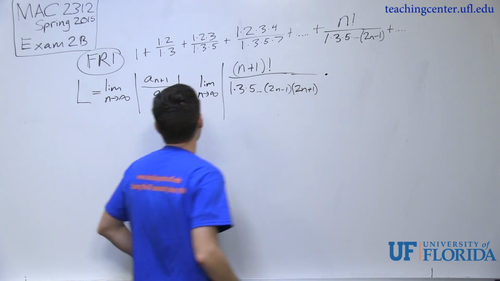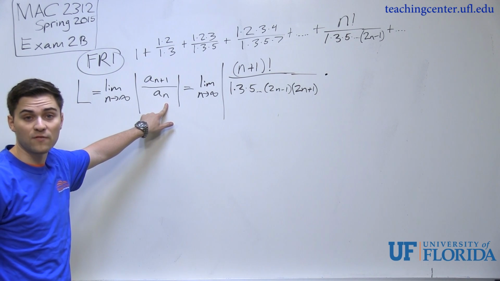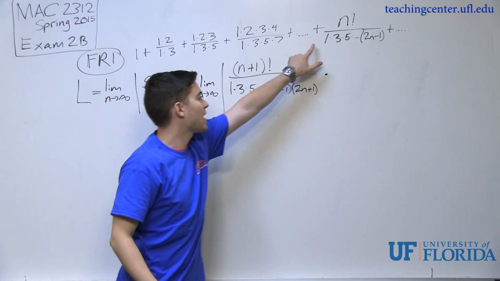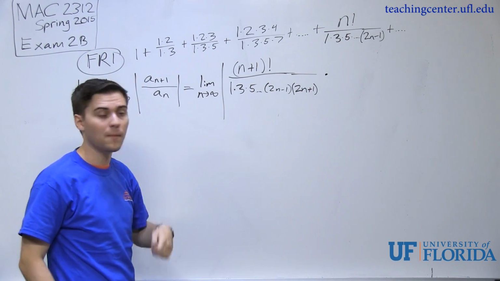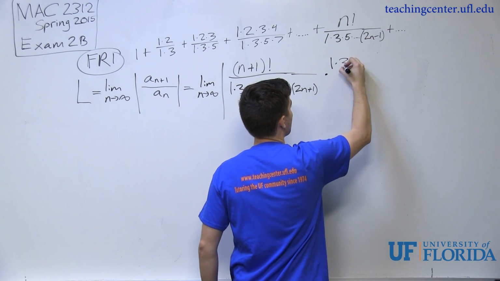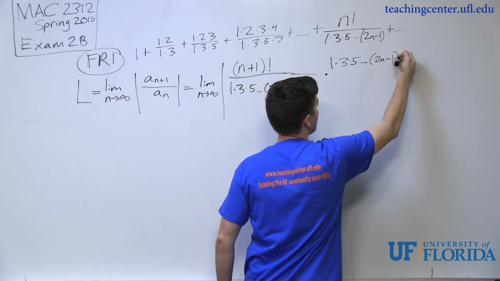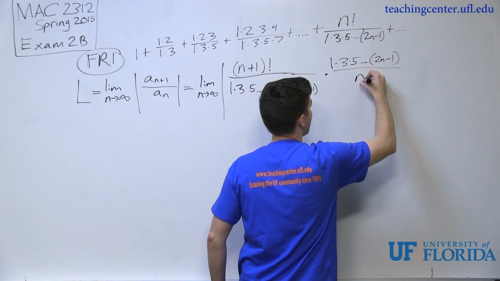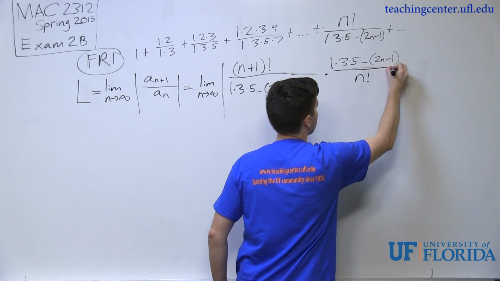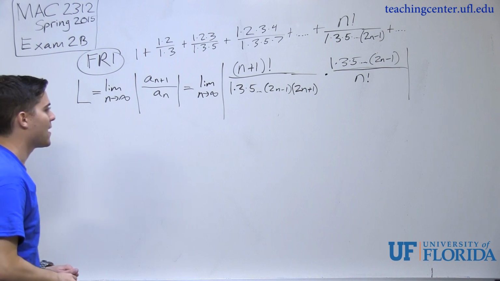That's multiplied by, so I have to divide by a sub n, but I can always multiply by the reciprocal of a fraction. So because it's a fraction in this case, I'm going to go ahead and multiply by its reciprocal to make it a little easier. So I have 1 times 3 times 5 to the 2n minus 1 over n factorial. And then we'll close the absolute value bars around that.